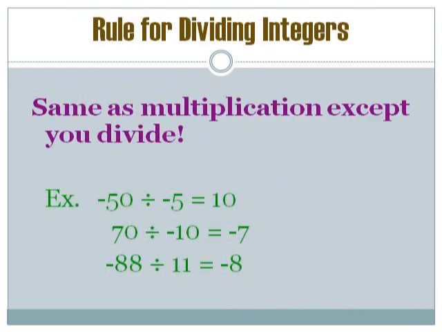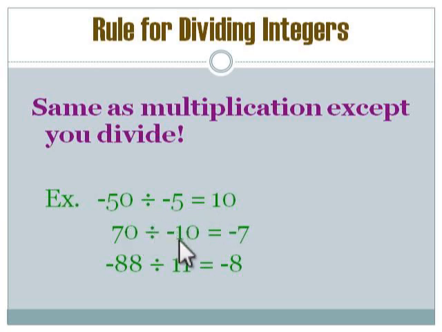Okay, let's look at dividing. It's exactly the same, except that instead of multiplying the numbers, we're going to divide them. So 50 divided by 5 is 10. There are two negatives. That's an even number, so our answer is positive.